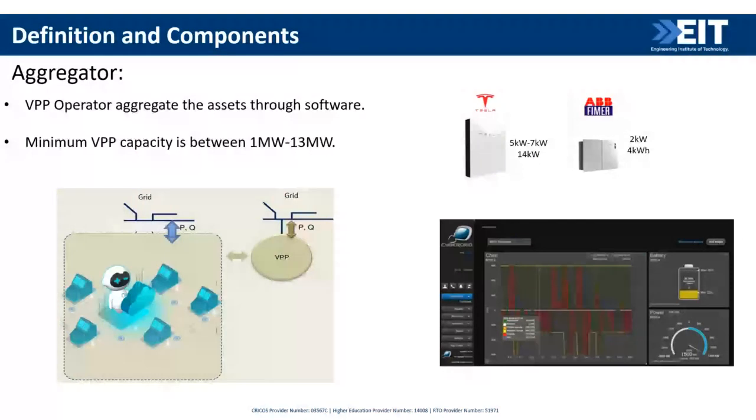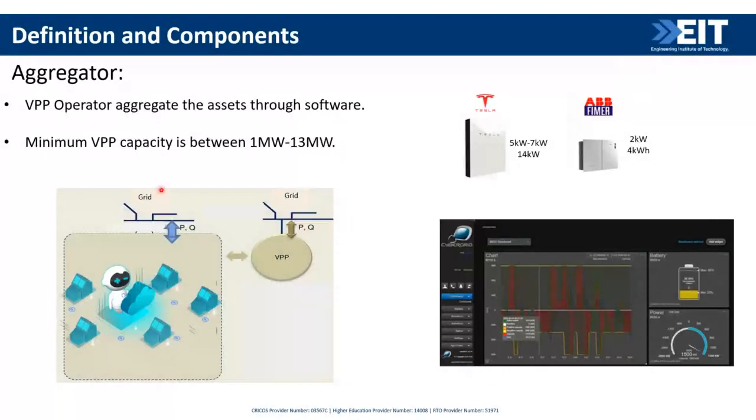Finally, the last VPP component is an aggregator. From the VPP definition, we know that VPP has an aggregator, or VPP operator. So the VPP operator is in fact a central control room that directs the whole system through software. So this control room directs the whole system virtually through software.